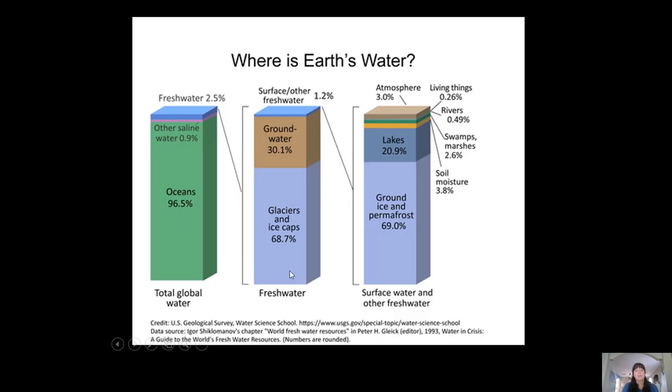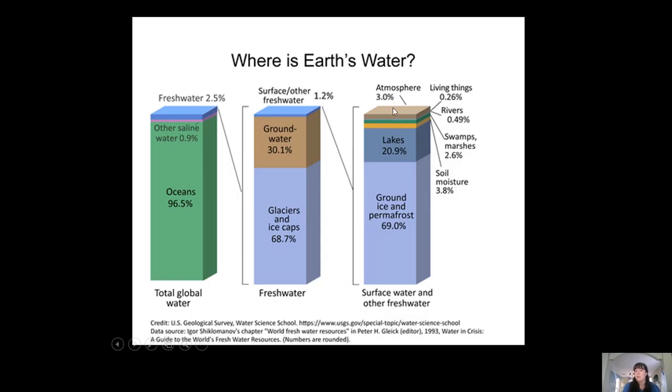Out of that 2.5% fresh water, 68.7% is locked away. Again, unusable in glaciers and ice caps. It is frozen. We can't use it. And then we have groundwater and surface water. This is what we have available for us to use. So if we break that down a little bit further for surface runoff or surface water, we're looking at lakes, that's the most.